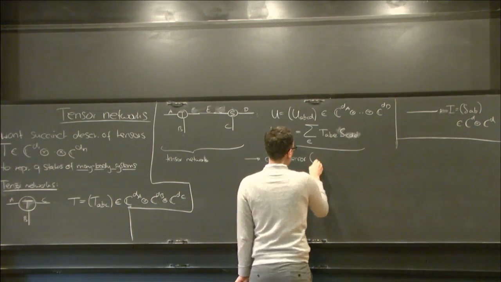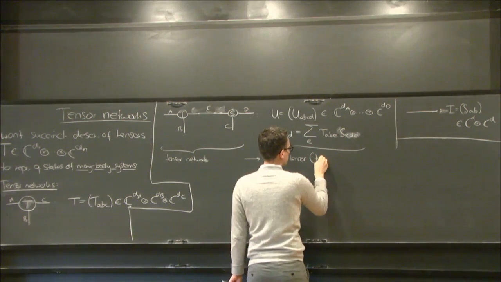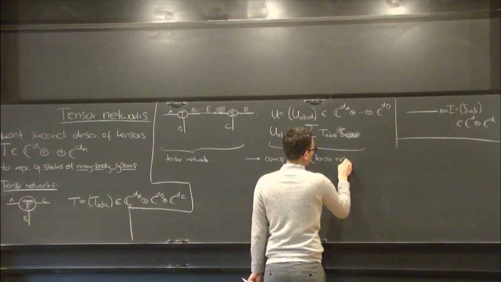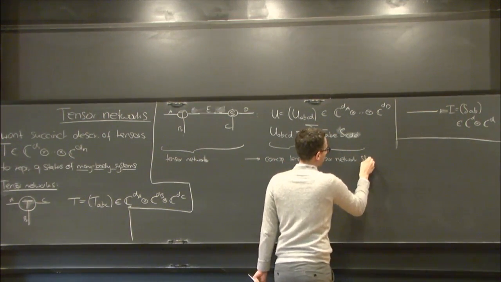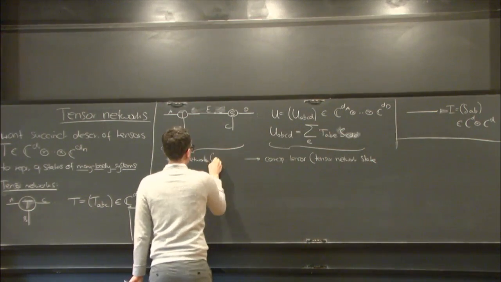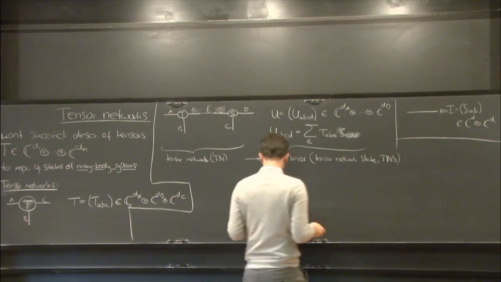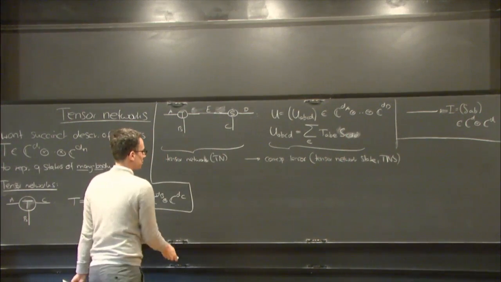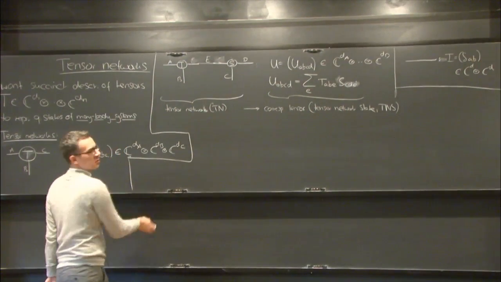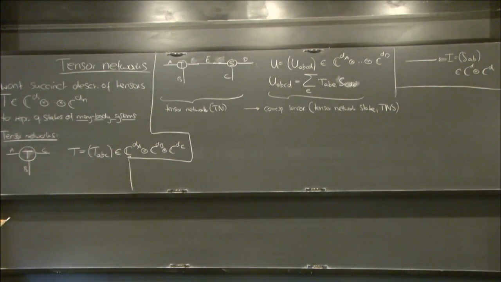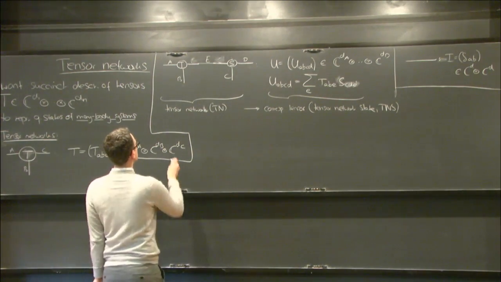Sometimes these tensors are also called tensor network states because we think of quantum states. So tensor network I'll abbreviate by TN, and this I will abbreviate by TNS. Okay. So that's the approach. So maybe we can practice with representing some small tensors that we like.